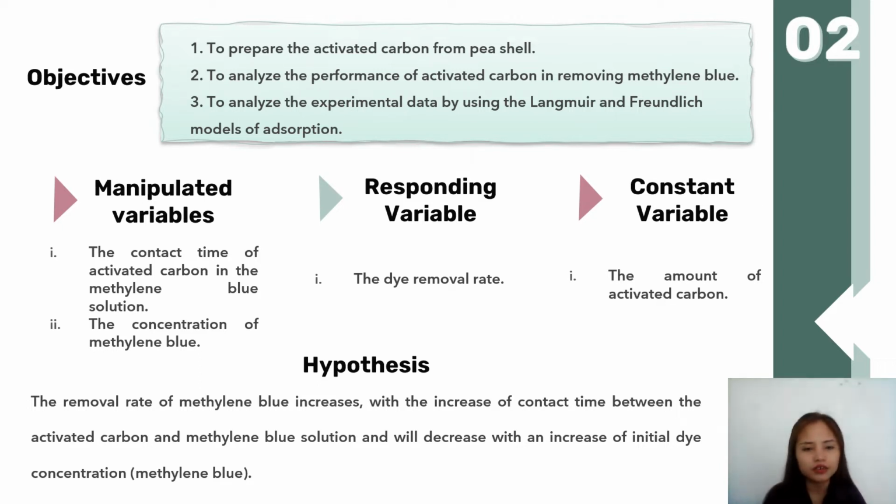In order for us to achieve the objectives of the experiment, our manipulated variables will be the contact time of activated carbon in the methylene blue solution and the concentration of methylene blue. The dye removal rate will be the responding variable, and the amount of activated carbon will be constant throughout the experiment. So at the end of the experiment, the removal rate of methylene blue is expected to increase with the increase of contact time between the activated carbon and methylene blue solution, but it will decrease with the increase of initial dye concentration, which is methylene blue.